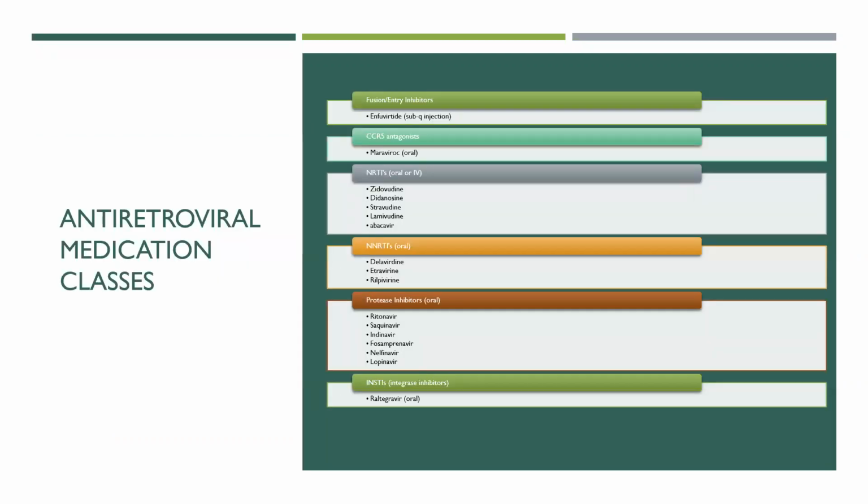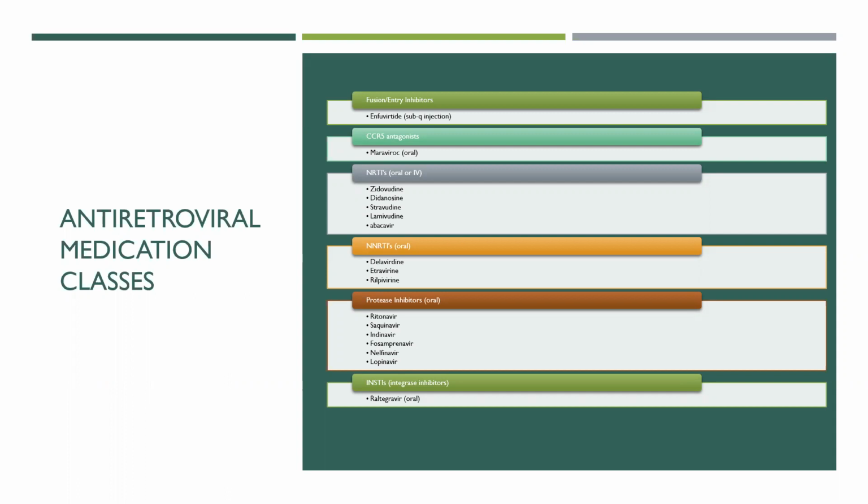Then we have our antiretroviral classes of medications. So as I mentioned, we have our fusion and entry inhibitors. This is an example of enfuvirtide, which is given through a subcutaneous injection. We have our CCR5 antagonist, or maraviroc, which is given orally. Our NRTIs are given orally or IV, and these ones end in udine. The most common one that we see is zidovudine. We have our NNRTIs, which are given orally, and these end in viridine, such as delavirdine and etravirine.